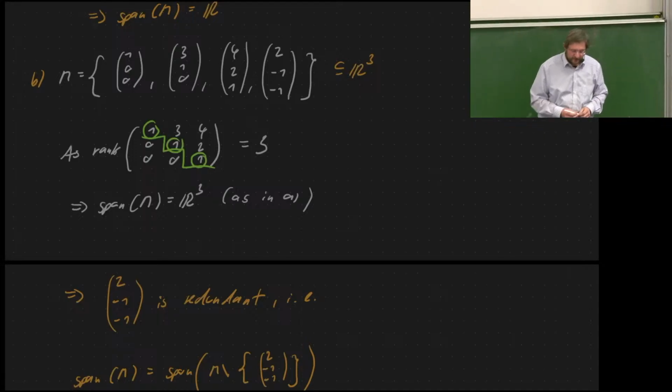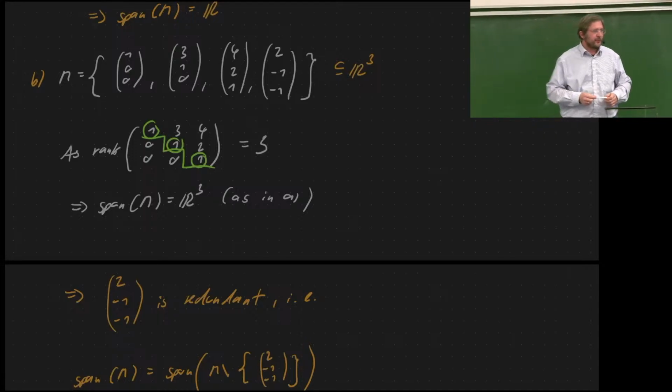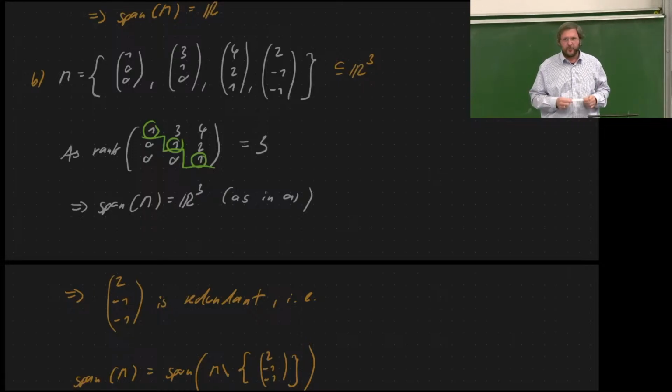And that means, well, for every right-hand side, we can find a solution, no matter what right-hand side we are using. Well, what does that mean? Well, every vector in R3 is contained in the span of those 3. And that means their span must be the whole space R3.